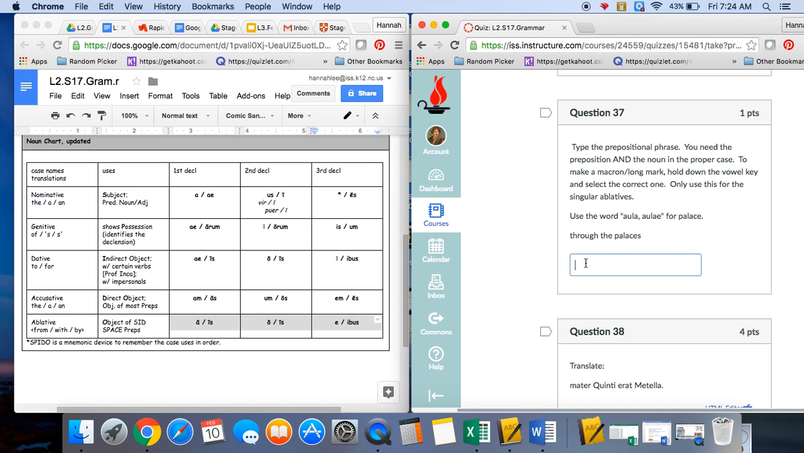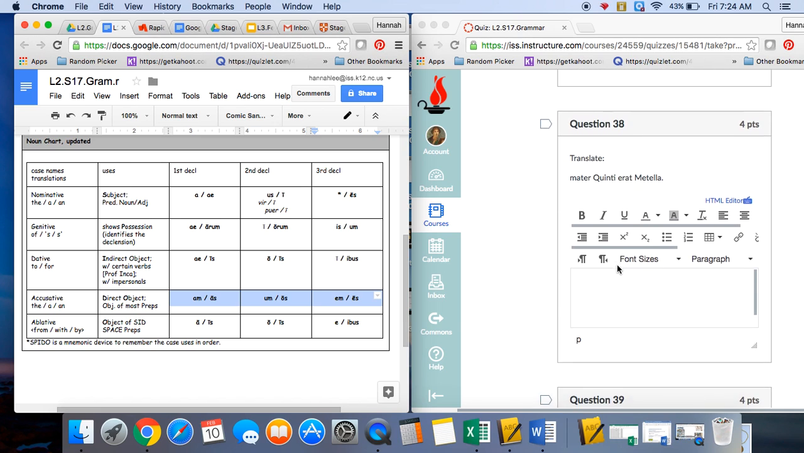Okay, so through is P-E-R, then A-U-L is the root word. Per, P-E-R, is not a sid space preposition. That means you need accusative. And palace is still first declension. Palaces, a whole bunch of them, plural. A-S will be your ending.